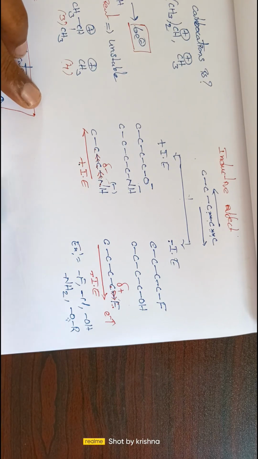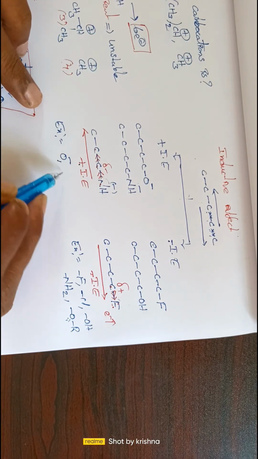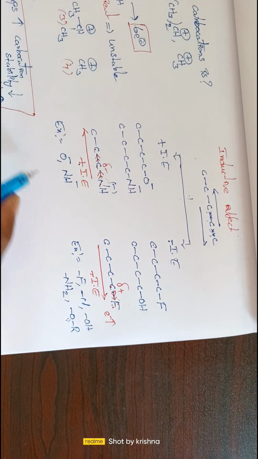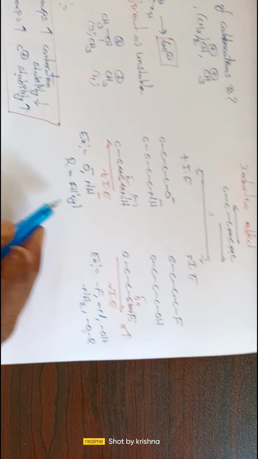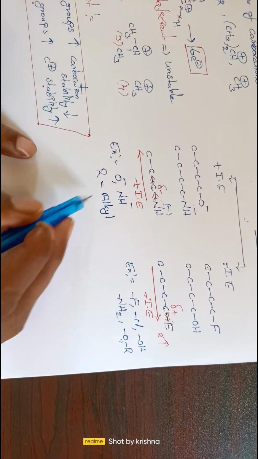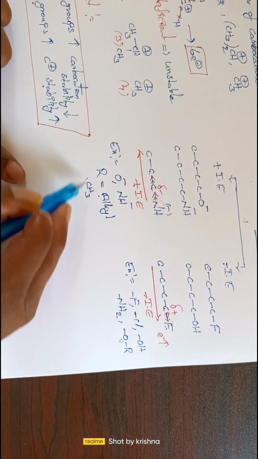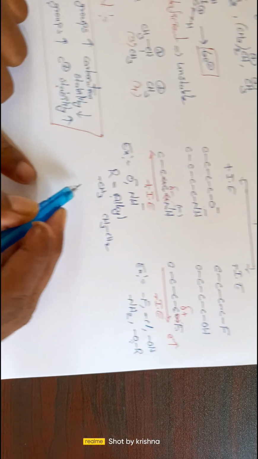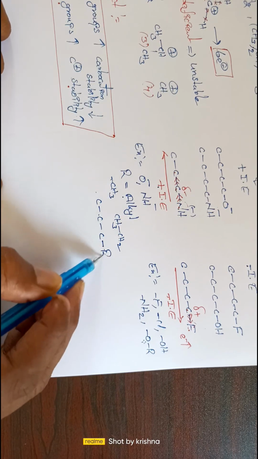I am saying saturated system. Examples of plus I groups: groups with negative charge on a more electronegative element act as plus I groups. And the best example for plus I group is R. R indicates what here? Alkyl group. Alkyl groups are the best example for plus I groups. Alkyl group examples: CH3, CH2. So to the carbon chain an alkyl group is connected.